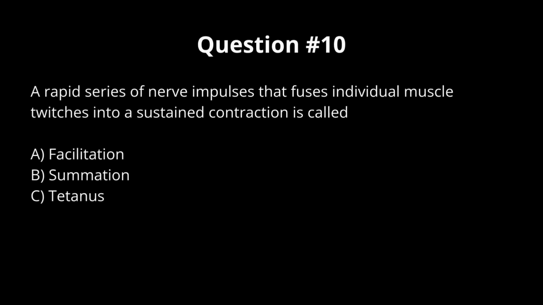Question number 10. A rapid series of nerve impulses that fuses individual muscle twitches into a sustained contraction is called A. Facilitation, B. Summation, C. Tetanus. The correct answer is C. A rapid series of nerve impulses that fuses individual muscle twitches into a sustained contraction is called tetanus.